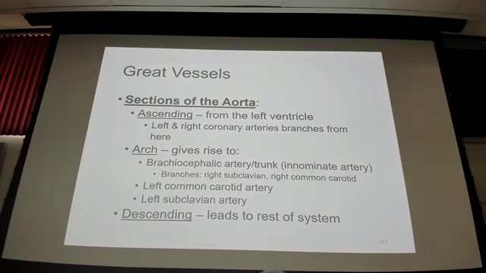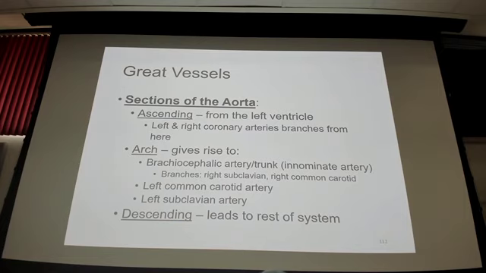The only things that branch off the ascending aorta are coronary arteries, right? Coronary arteries, because they branch as soon as the aorta arises out, okay? So that's a fine point, but it's an important one, all right? And then the descending aorta obviously goes down until it splits into the iliacs and so on and so forth, right?